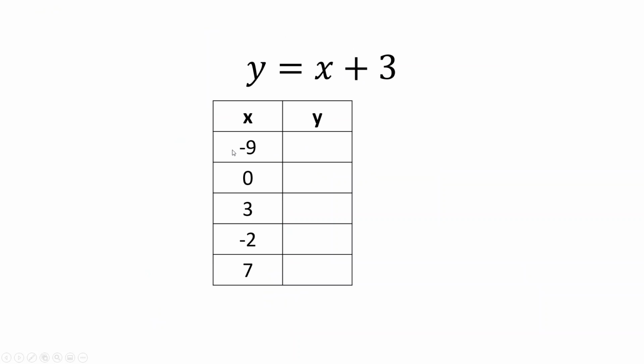So first your x value is -9. So this is what you want to think. You want to think -9 plus 3. Now you can get a calculator and work this out if you need to, but it's going to work out to -6. So then your next input is 0.